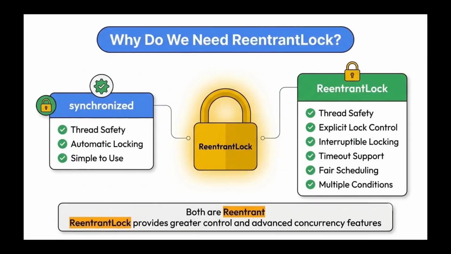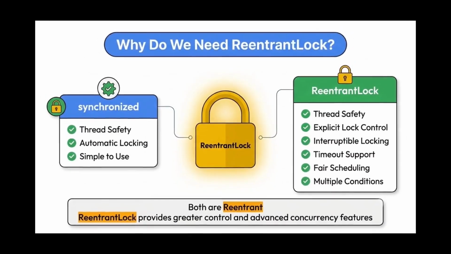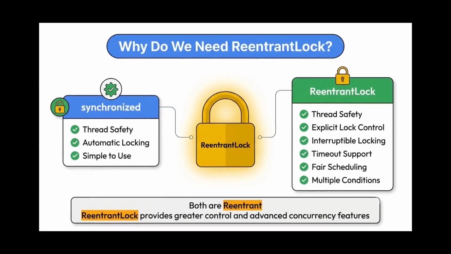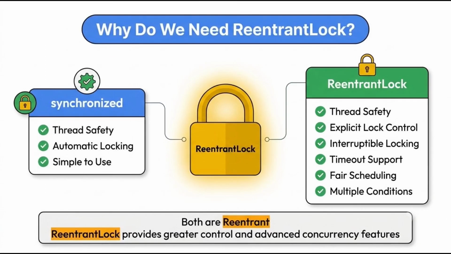If Java already provides the synchronized keyword, why did it introduce ReentrantLock? At first glance, both seem to do the same thing. They allow only one thread to access a critical section at a time. So why do we need another locking mechanism?